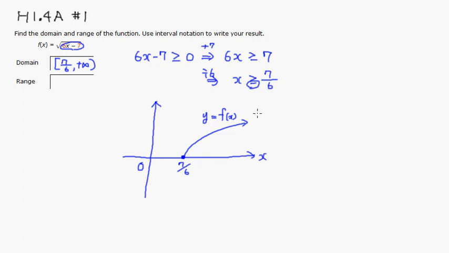And it just keeps on getting larger and larger. So you can see that the lowest value this function can get is 0, then everything above. So it's going from 0 with a square bracket, then all the way to positive infinity. Right? So those are the domain and the range of the function f. Right? Hopefully this was clear.